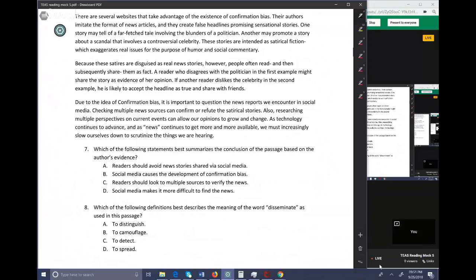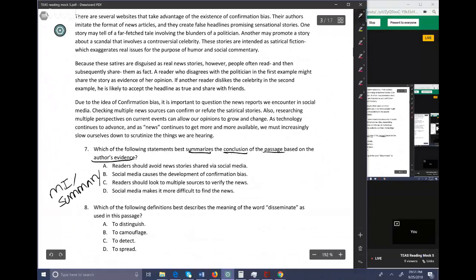So the first question was, which of the following statements best summarizes the conclusion of the passage based on the author's evidence? This is like a weird combo of a main idea question and a summary question. They're essentially asking you for the main idea, and kind of sort of asking for the summary, which can be similar concepts.